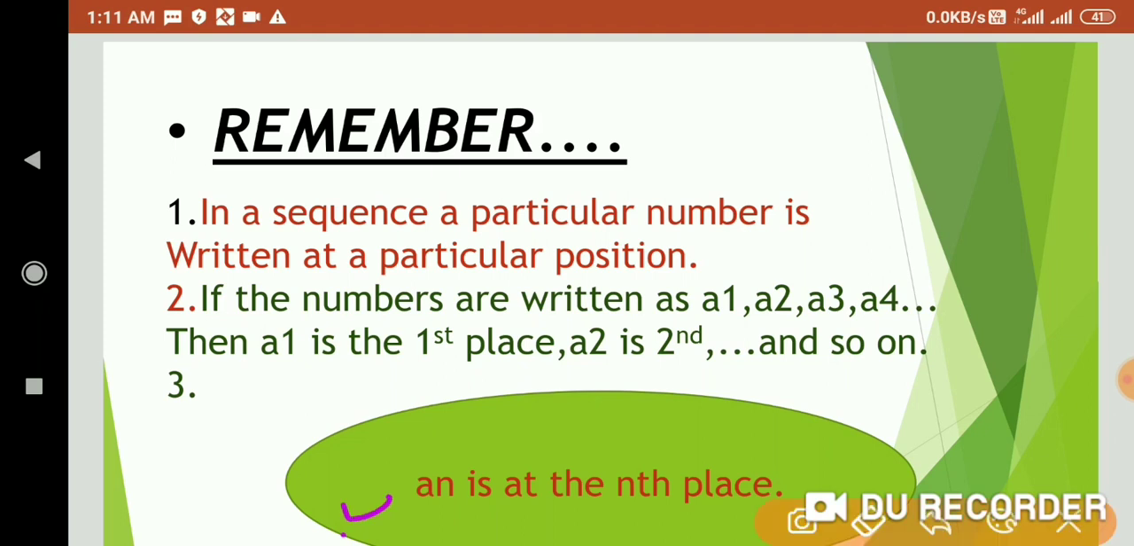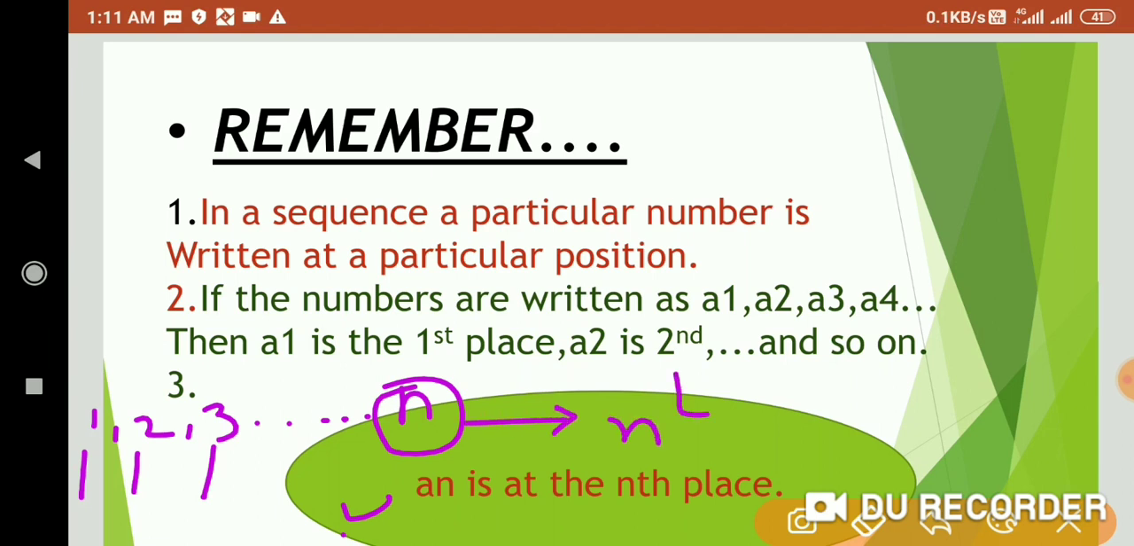Okay, now see the third point. An is at the nth place. What is the meaning of this line? See students, if we write the numbers 1, 2, 3 up to n, then we know that the position of number 1 is at first place, the number 2 is at second place, 3 is at third place. Now what is the position of this number n? The position of number n is at nth place.